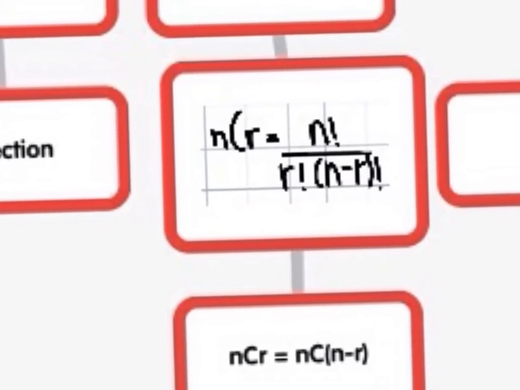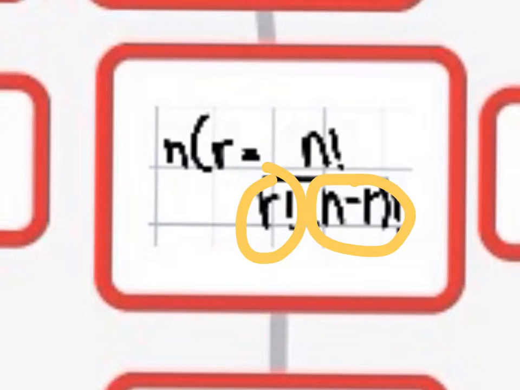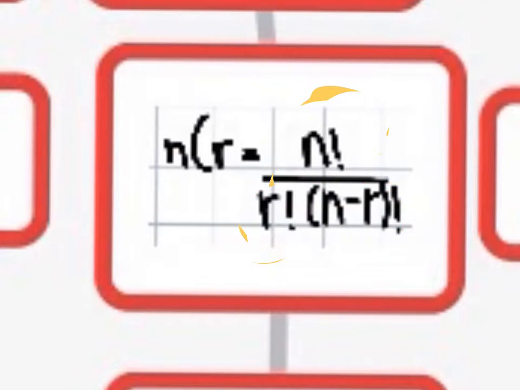So now, let's talk about the formula. The formula is really easy. It's n factorial divided by r factorial times (n minus r) factorial. So then, when you add r plus this number, it will give you n. So then you'll have n factorial over r factorial times (n minus r) factorial.